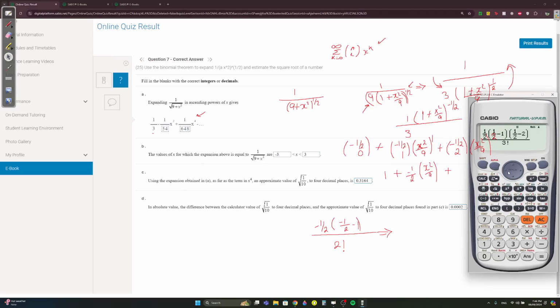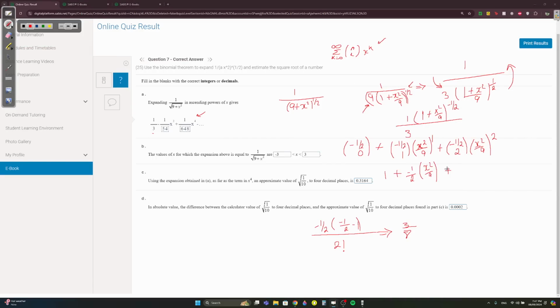Minus 1 over 2. Let me delete this. Go here, change this to minus. Change this to minus as well. Go down, change this to 2 factorial. You get 3 over 8. So this is equal to 3 over 8. Let me change this. We're going to put 3 over 8, right? And then x squared squared is x to the power 4. 9 squared is 81.